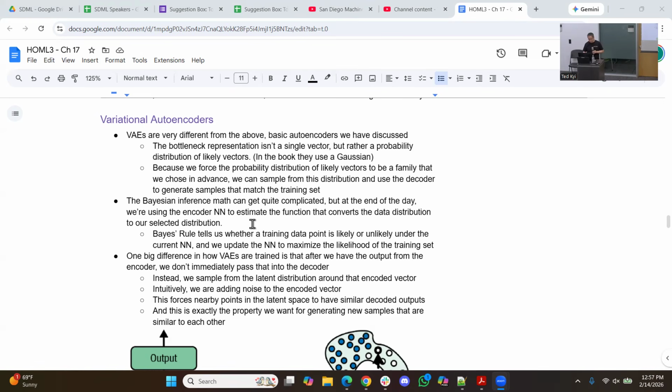So I have a note here. The Bayesian inference math can get pretty complicated.